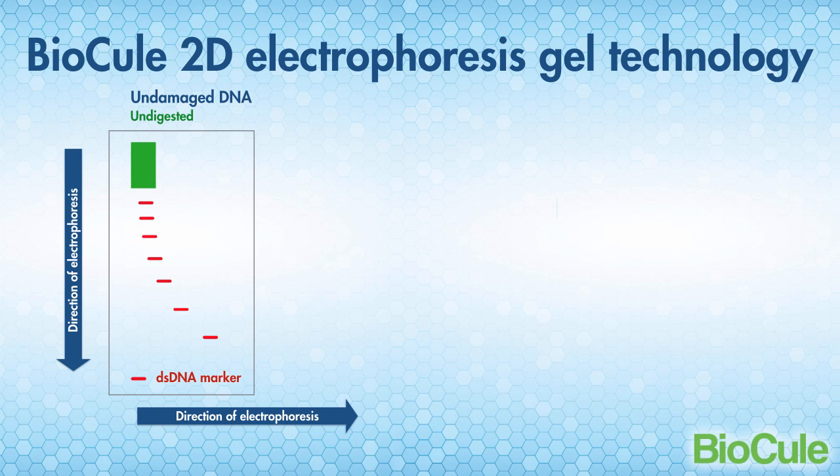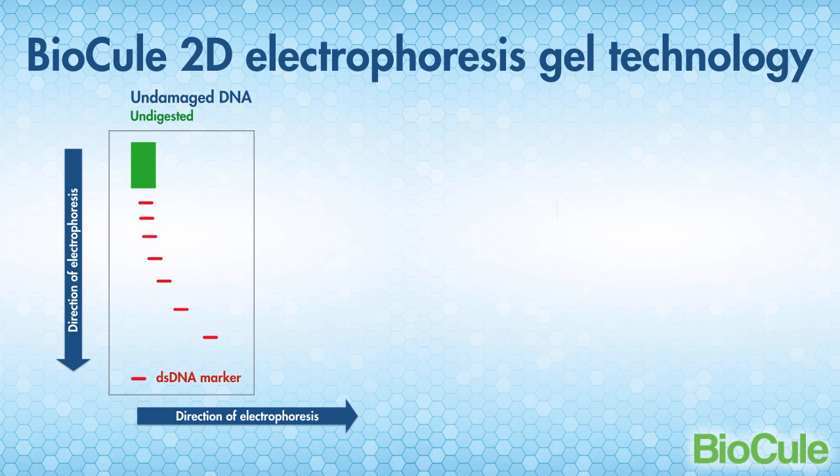BioCule has developed a proprietary two-dimensional gel electrophoresis technology. By separating the molecules across 2 dimensions instead of just 1, we're able to tell a lot more about the quality of the molecules. Specifically, we can estimate levels of double-stranded DNA, single-stranded DNA, DNA nicks, and cross-linked DNA.